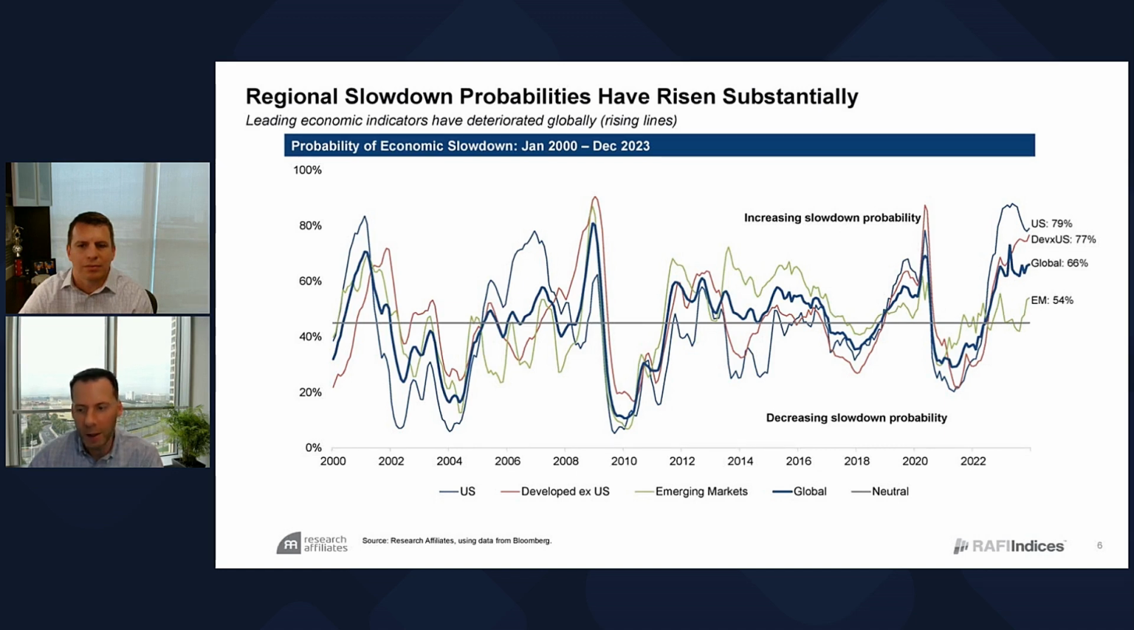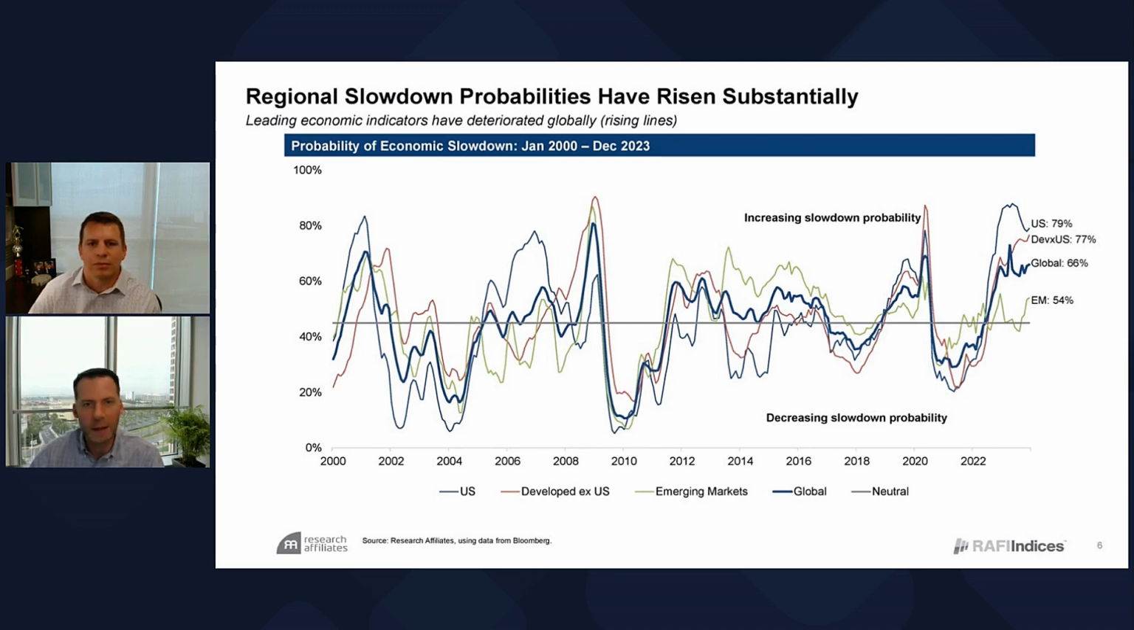Because in our analysis and the research that we've done, it's really that being above or below trend that drives asset prices. And so here on this slide, we show our probability of slowdown for a number of different groups, the U.S. by itself, developed markets outside the U.S., emerging markets, global, and then this neutral is just the line in the middle. And what we can see is that probabilities of slowdown are quite high. The U.S. is just about 80%, really as high as it's been since the year 2000.